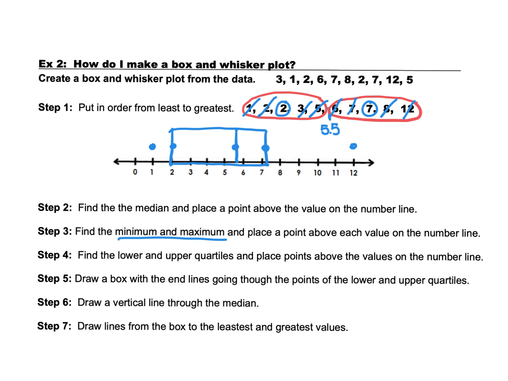And then the last step that we're going to do is draw lines from the box to the least and greatest values. And this is where we get the name, the box and whisker plot, because these become the whiskers, the things that are off on the sides there. And so now we're finished drawing our box and whisker plot. In this lesson, we learned how to interpret and how to draw a box and whisker plot.